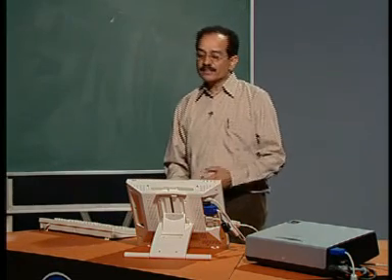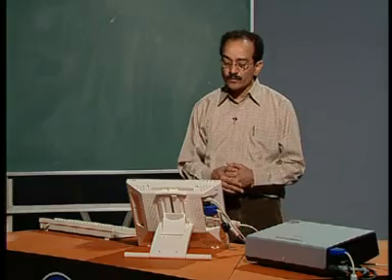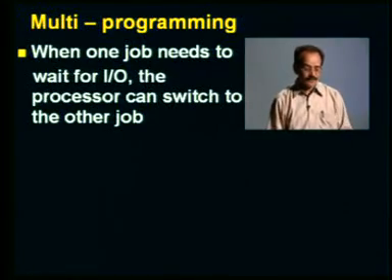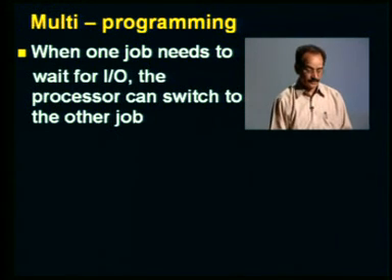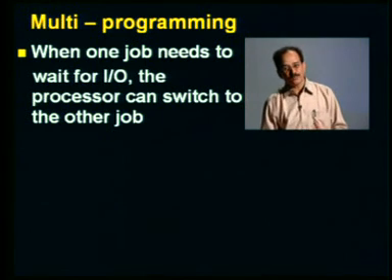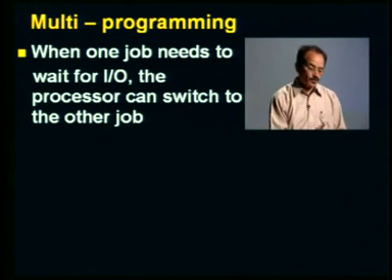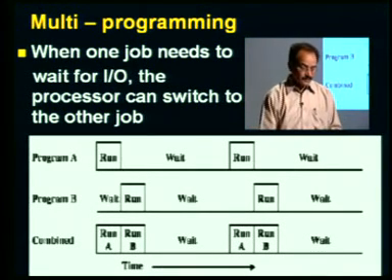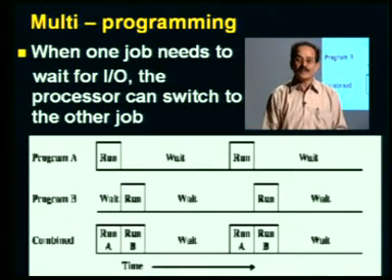The moment one job needs to wait for I/O, the processor can switch to the other job. This is the basic philosophy based on which multi-programming systems are designed. That is, when one job is over, it puts in another job, and when one job goes for the I/O, it again puts in another job. This is how my system will look.